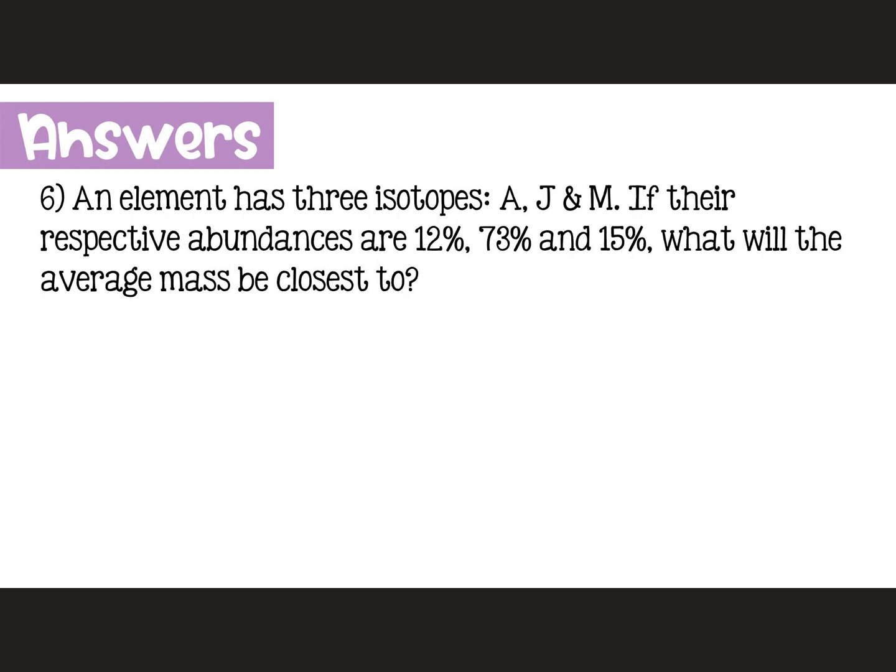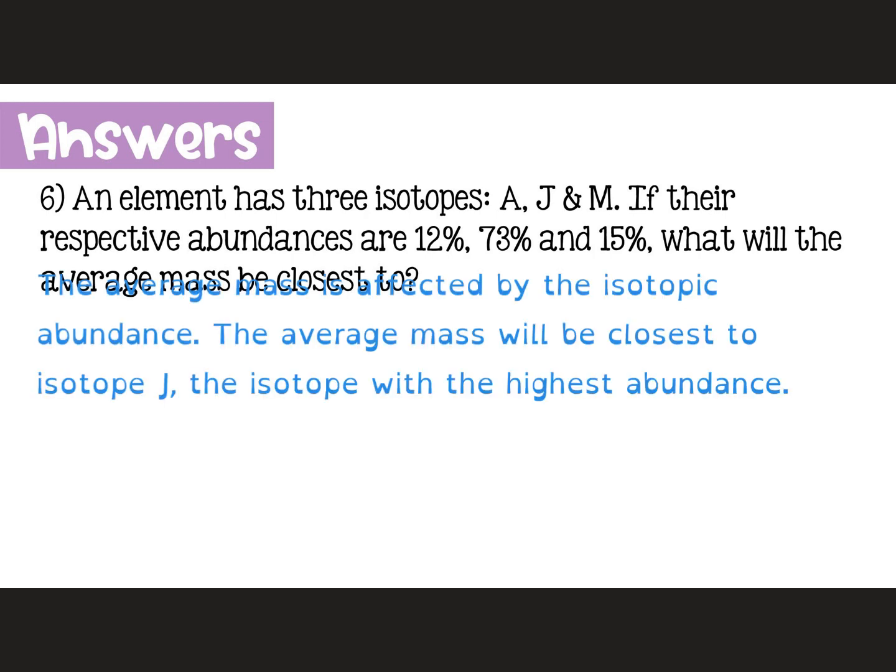Let's look at example 6. An element has 3 isotopes, A, J, and M. If their respective abundances are 12, 73, and 15%, what will the average mass be closest to? Well, notice how J has the largest portion of the isotopes. That means that the average mass will be closest to that of isotope J.